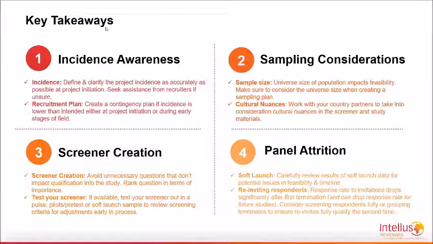And then for sampling considerations, make sure that the universe size of the population impacts feasibility. Consider the universe size when creating the sampling plan. You want to work with your country partners to take into consideration the cultural nuances in the screener and the study materials. When you're creating the screener, avoid unnecessary questions that don't impact qualification into the study. Rank questions in terms of importance. And if available, test your screener out in a pulse, pilot, pretest, or soft launch sample to review screening criteria for adjustments early in the process.